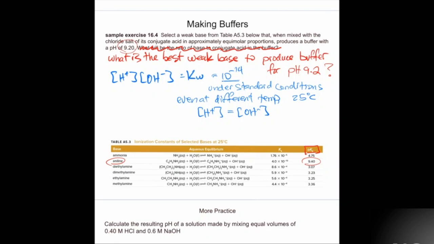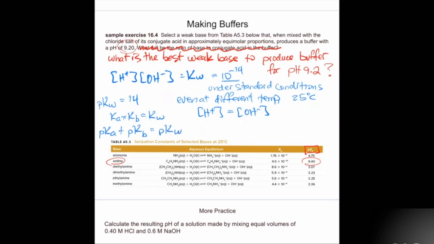So when we take a negative log transformation of all this, remember the pK sub W under standard conditions would be equal to 14. And if you look back at how we define Ka and Kb, and thereby pKa and pKb, I'll just remind you: Ka times Kb is equal to K sub W, which means that the pKa plus the pKb is equal to the pK sub W.